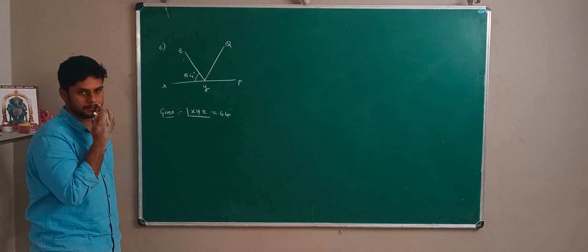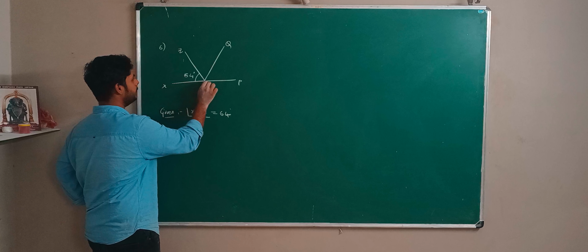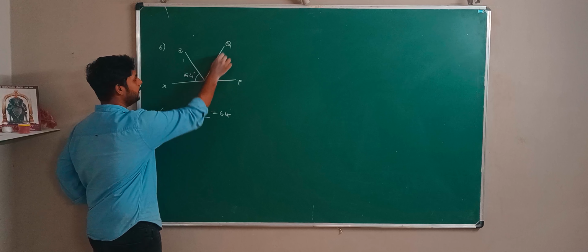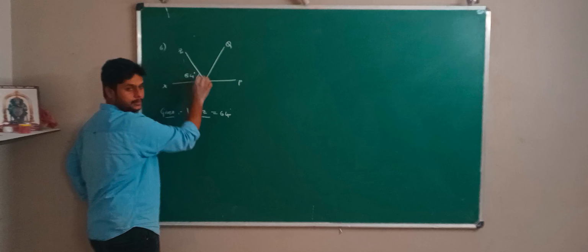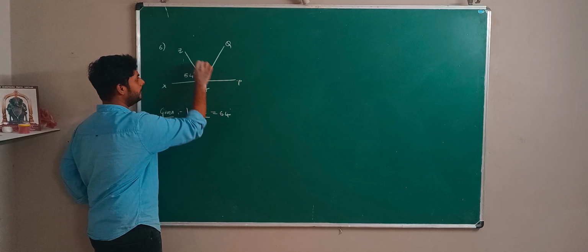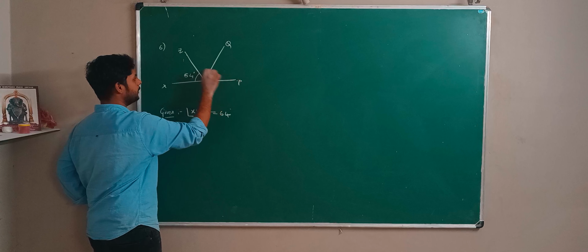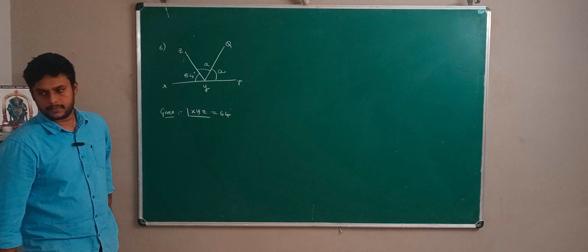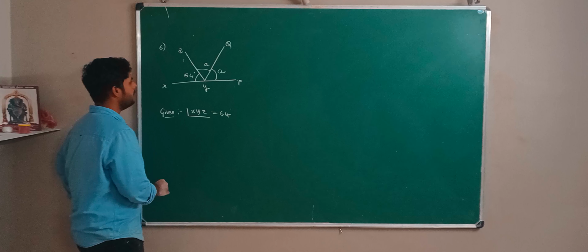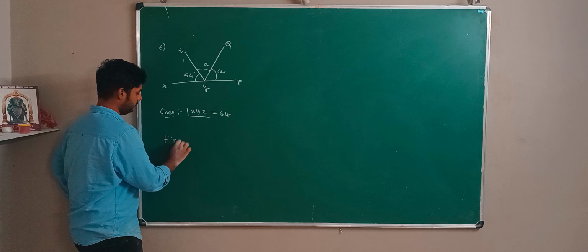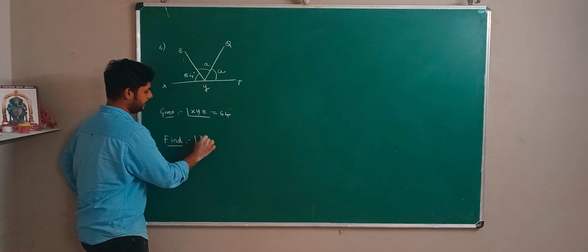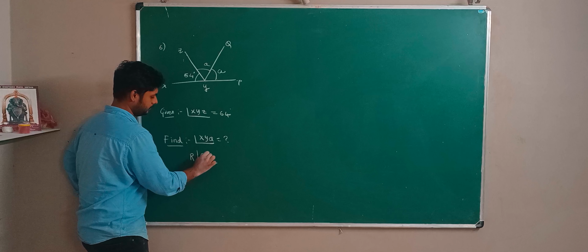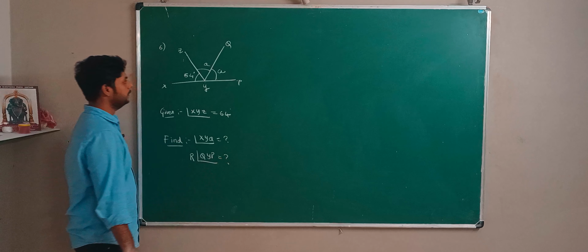If YQ bisects, see here. First, this angle is equal to 64 degree. Then XY is produced to P. Then YQ is dividing this angle. YQ is dividing ZYP. If YQ is dividing ZYP, this angle and this angle will be what? Equal. Find angle XYQ and reflex angle QYP. Angle XYQ is equal to question mark and reflex angle QYP is equal to question mark.